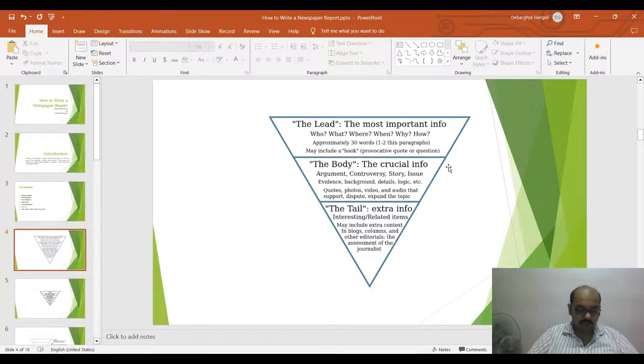The body usually becomes a bit bulky. So you will have to pay attention to how you write the body of the news report. That is very, very important, you see.